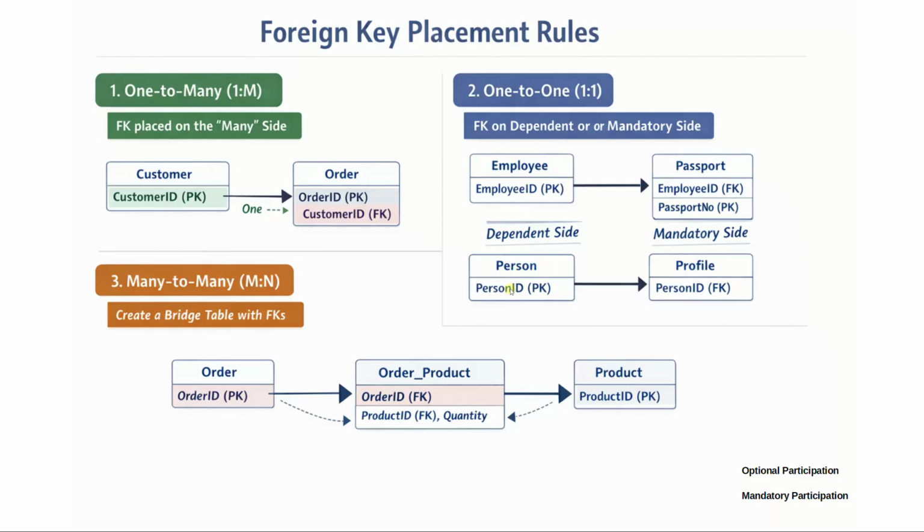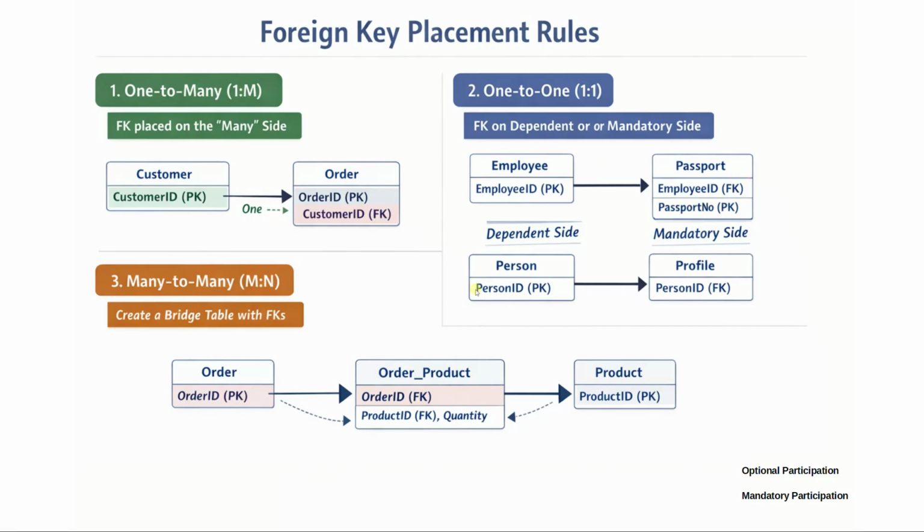So here the simple rule is to put the foreign key on the dependent side. The profile depends on the person, so the primary key of the person will be used here in the profile as the foreign key. And mandatory means that for each passport there must be a person. We have an extensive discussion on this, so you can see that. So this is the simple rule.